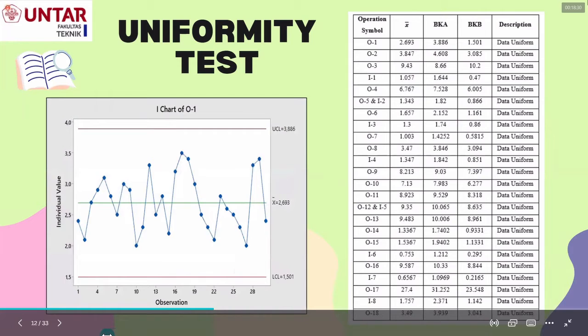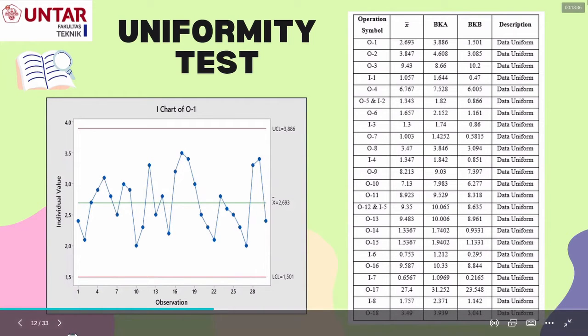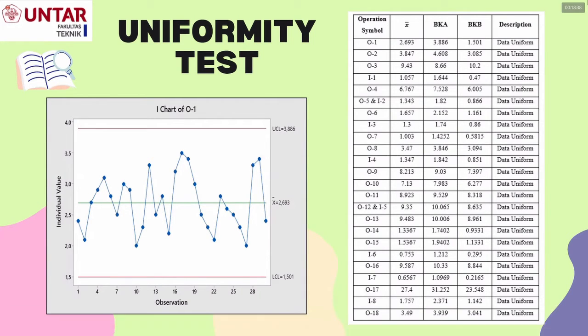And this is the uniformity test that was done using the help of the software Minitab. As you can see here, we use 3 sigma on the uniformity test. And after the test of the uniformity, it can be seen here, the data of every operation is uniform.